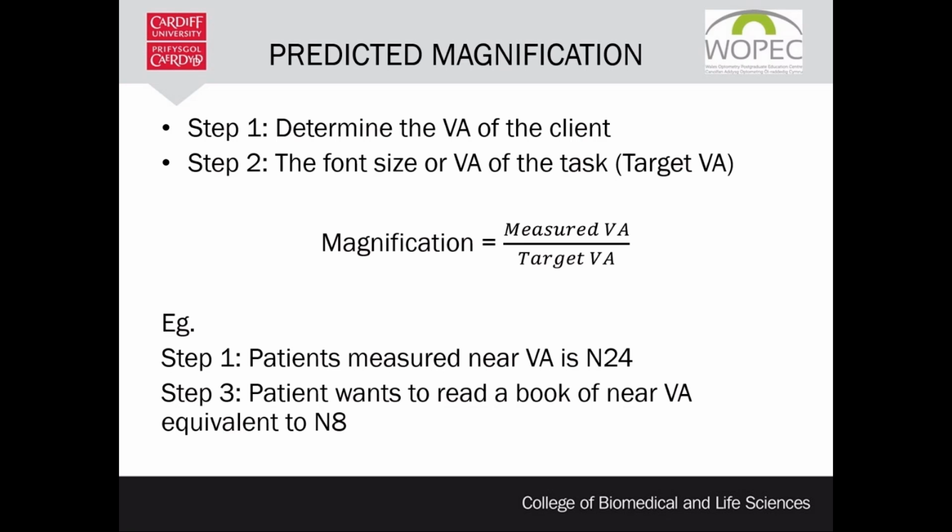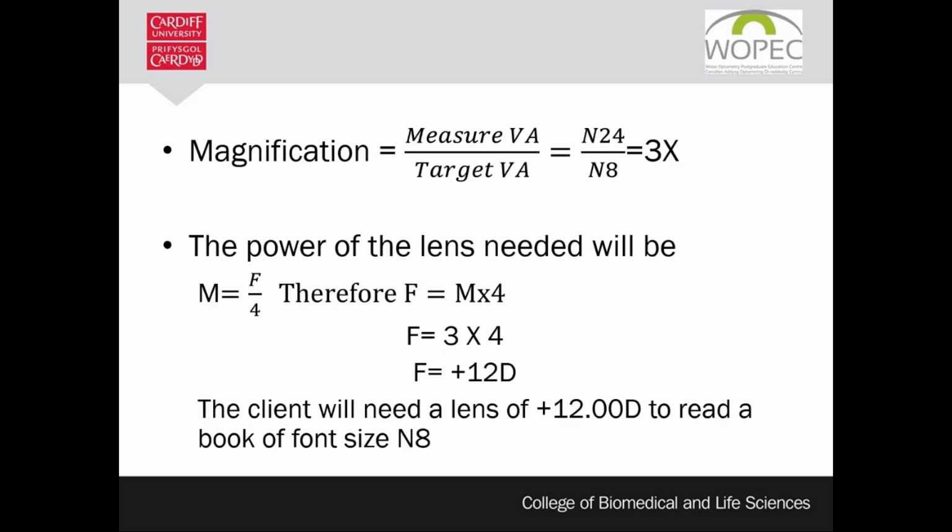From our example, the client wants to read a book with VA of N8. So we have N24 as our measured VA and N8 as our target VA. To calculate the magnification, we divide the measured VA by the target VA. This gives us a magnification of 3 times.